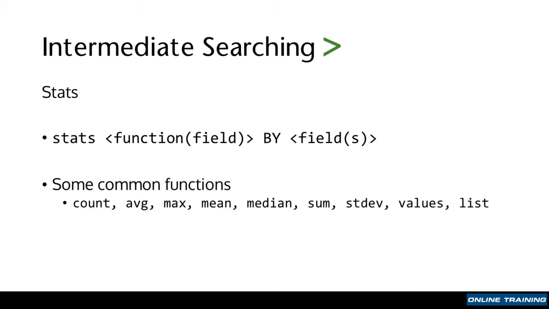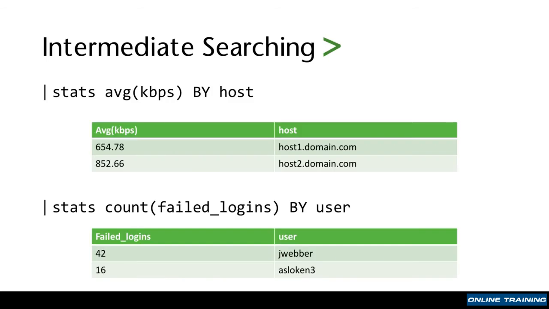So, examples of some functions: count, average, max, mean, median, things you would normally use. So we could do, for example, stats average of kbps, if there was a field called kbps, by host. Then it would tell us the average kilobits per second by host. We could do stats count of failed logins, if that was a field, by user. That would give us the number of failed logins by user.